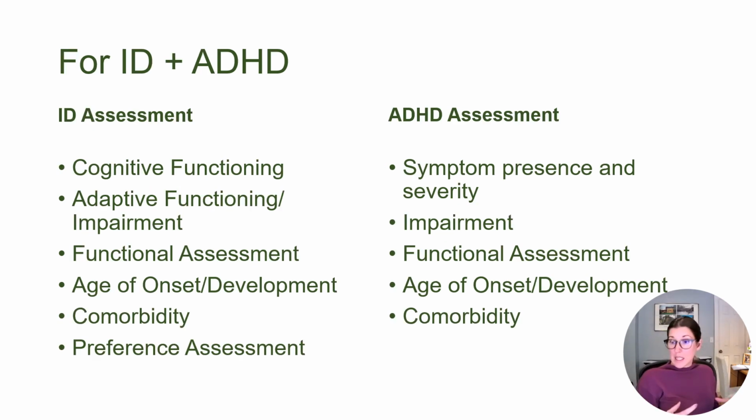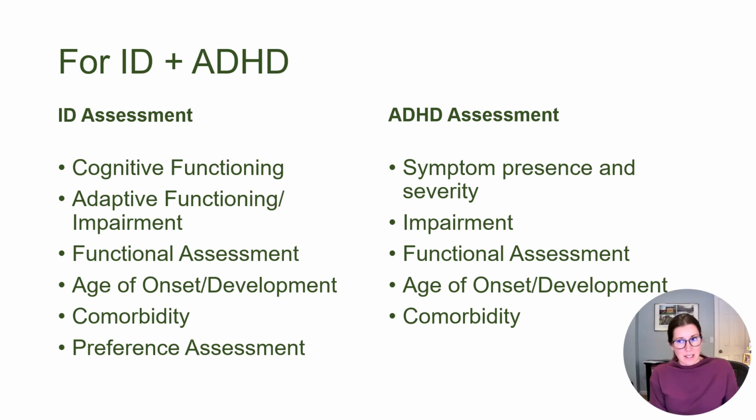So thinking really broadly, not specifically yet about specific assessment tools, but broadly, the components of an assessment that we would need to consider for an intellectual disability include a measure of cognitive functioning, a measure of their adaptive functioning or their degree of impairment, and a functional assessment for some of their concerning behaviors. We need to get age of onset or ensure that the impairment occurred during the developmental period of time. We should always assess for comorbidity.